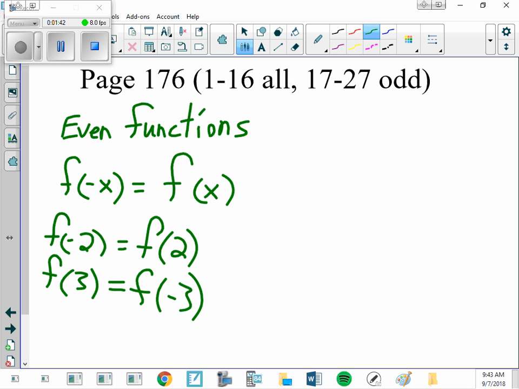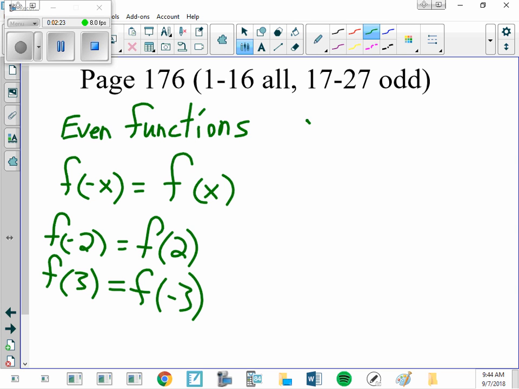Okay? So graphically, what would that look like? Can you guys visualize that? Whenever I plug in a number or its opposite, its additive opposite, I get the exact same answer. Can you think of a shape that does that? A circle would, but it's not a function. Okay? So the fact that it says f of negative x means it's a function. So a circle doesn't work because the circle's not a function, but maybe the top half of a circle or the bottom half of a circle or a parabola.